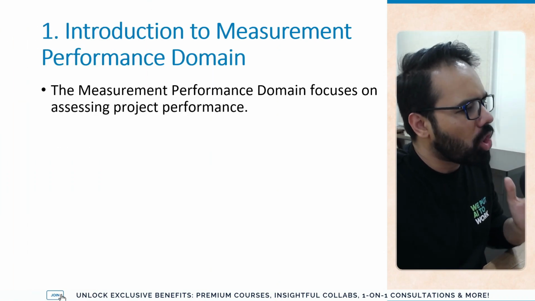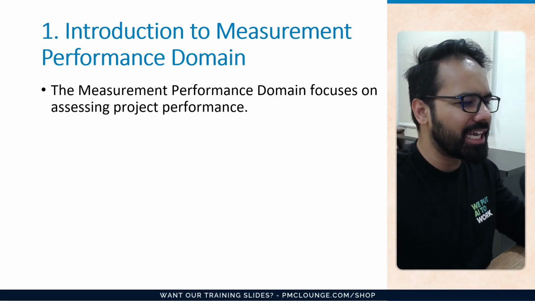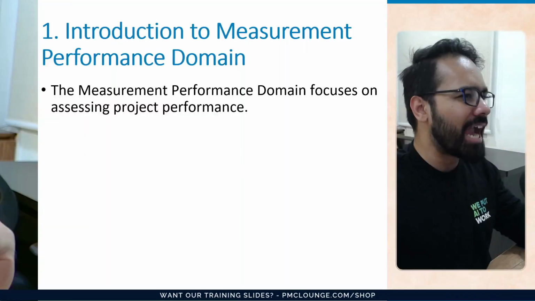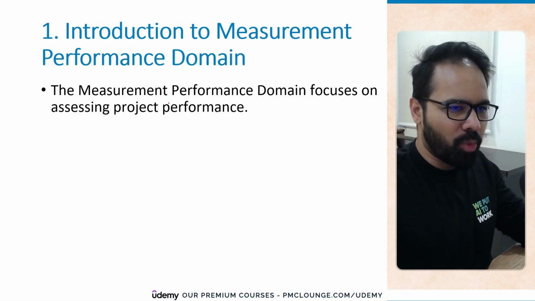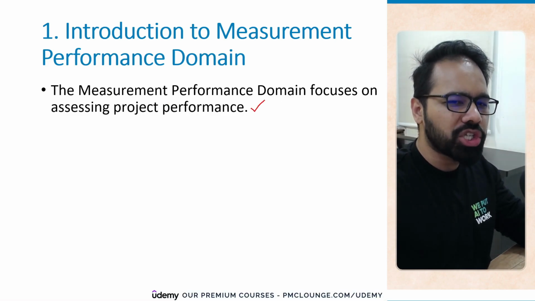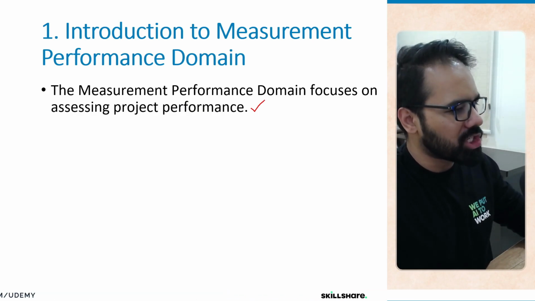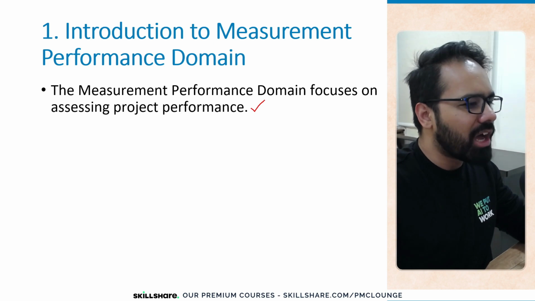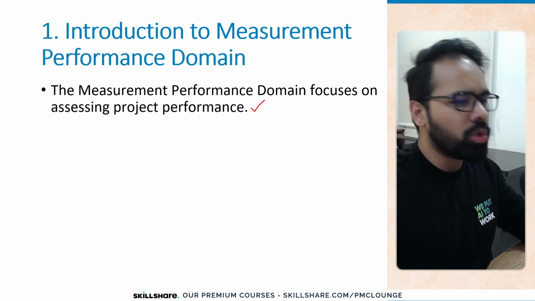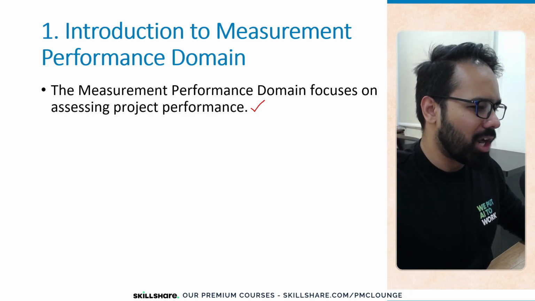It focuses on assessing project performance. Now, we have been taking an example of an e-commerce website to understand all of these different domains, right? So we'll carry over with that example. And as this point says, measurement performance domain focuses on assessing the project performance. So in our e-commerce website development project, this means checking if we are building the website on schedule, within budget, and meeting the requirements that have been set out for us.